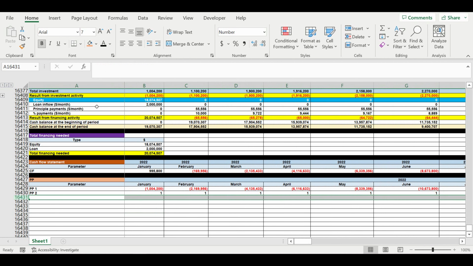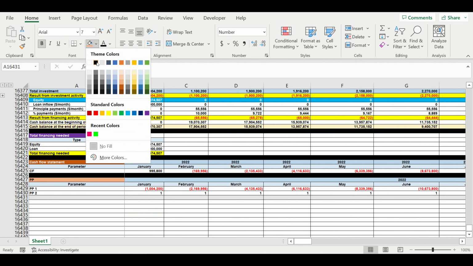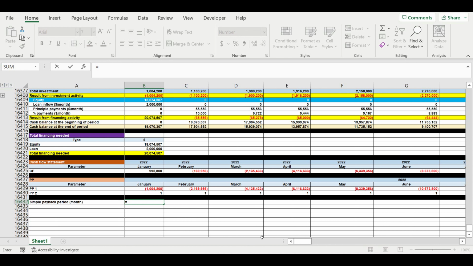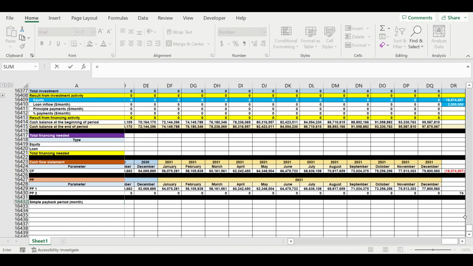So simple payback period, nominated in months, will be 74 months.